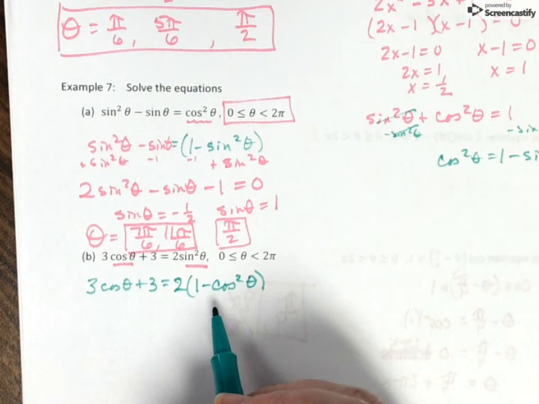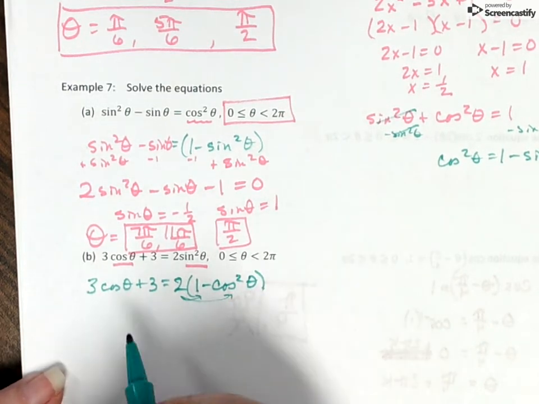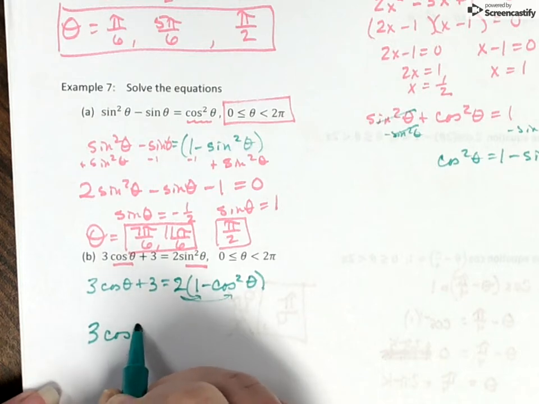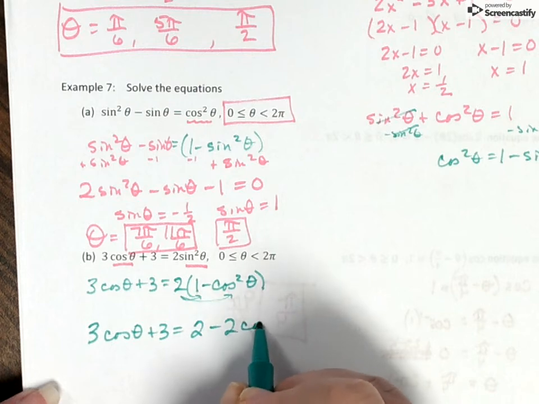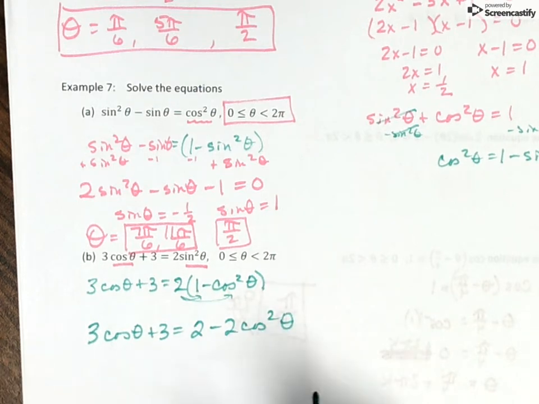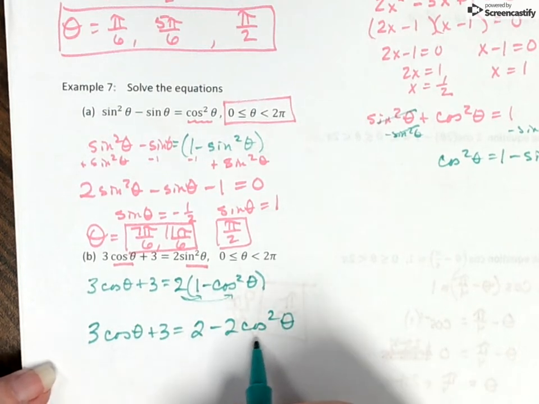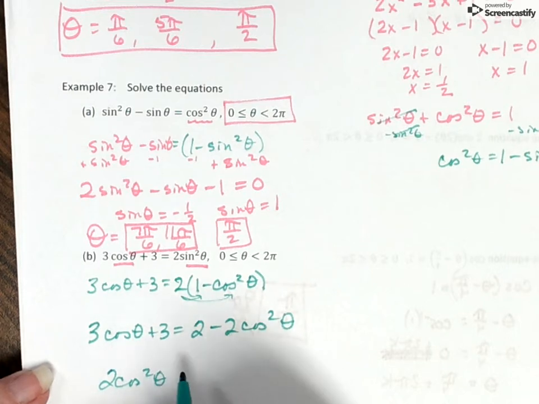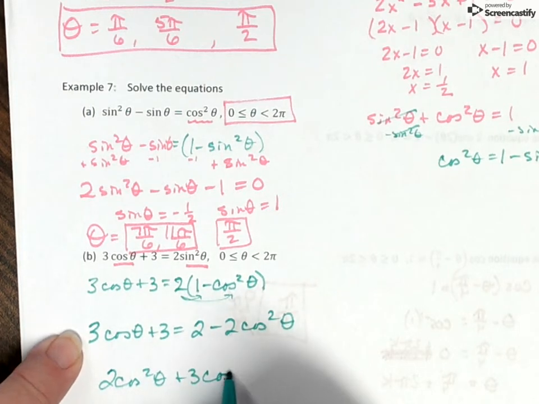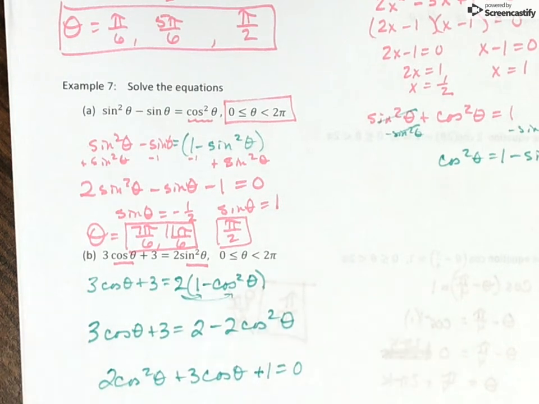Once again, to solve it, I need everything on the same side, but first I have to distribute that 2. I'm going to have 3 cosine of theta plus 3 equals 2 minus 2 cosine squared theta. I'm going to move everything to the left. Moving everything over, adding 2 cosine squared theta makes it positive, plus 3 cosine theta. I'm going to subtract 2 from both sides, makes that plus 1 equals 0.